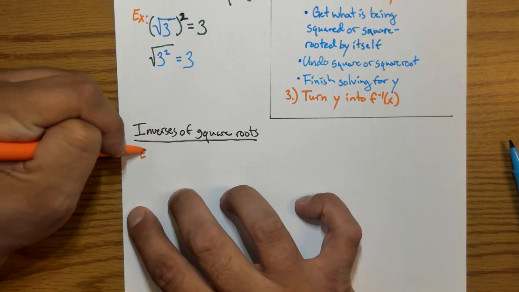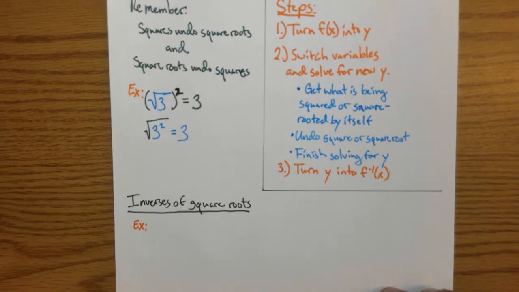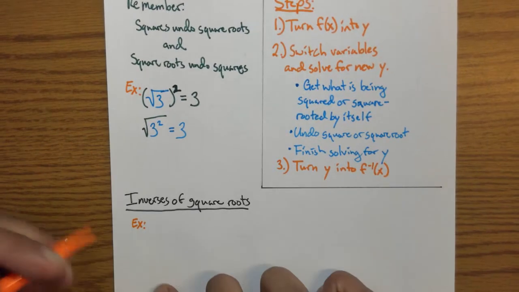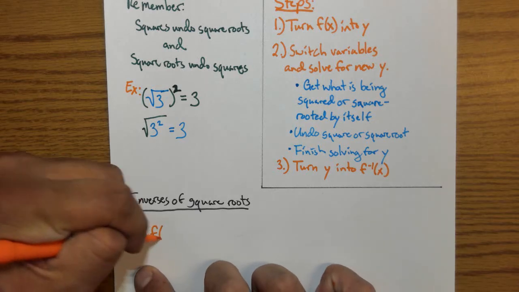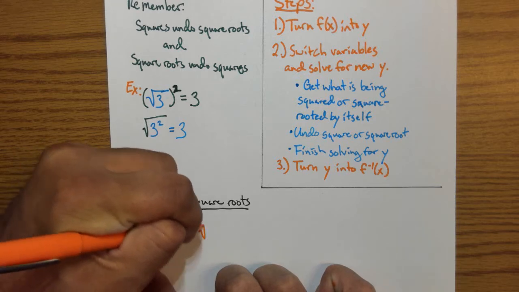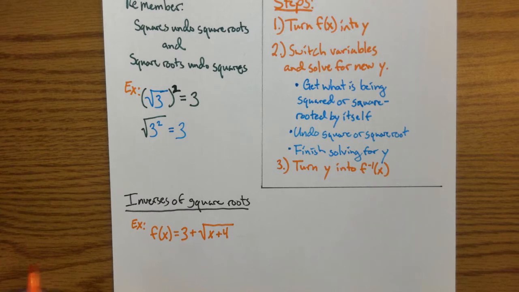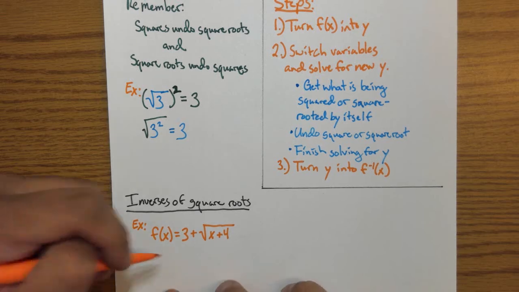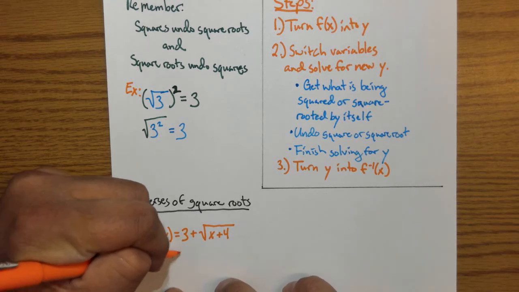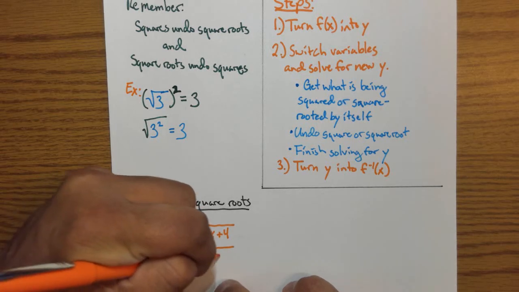So let's go through an example, and we're going to just go right through these steps as we go through this example. Let's say we have f of x is equal to 3 plus the square root of x plus 4. Our first step, which is no different than what we did last lesson, is to turn f of x into y. So we have y equals 3 plus the square root of x plus 4.